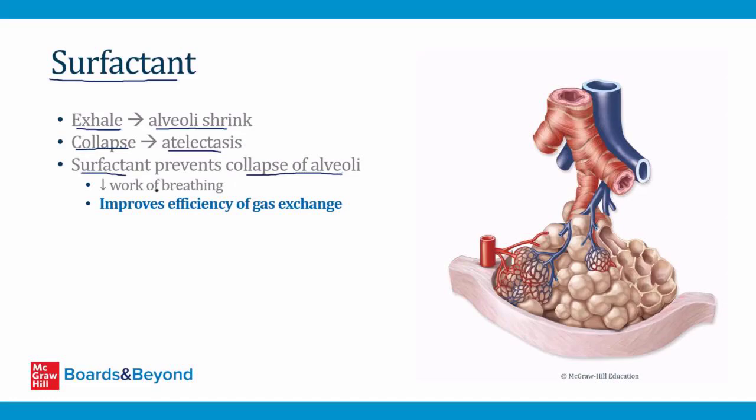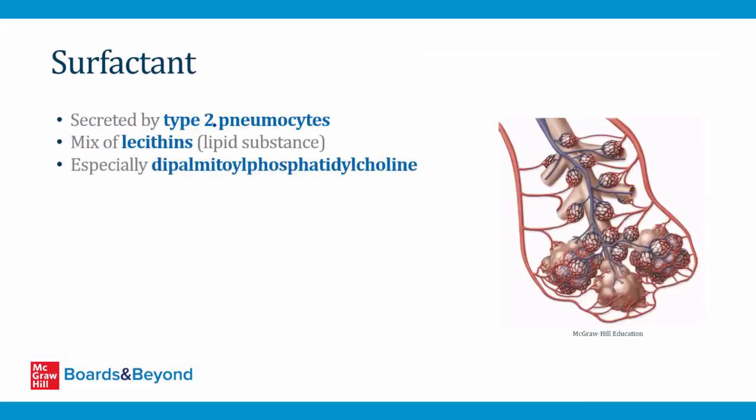So this has a couple of advantages. First of all, it decreases the work of breathing, so we don't have to reinflate those collapsed alveoli. But then more importantly, by keeping the alveoli open, there's more surface area for gas exchange, so surfactant improves the efficiency of gas exchange. So surfactant is secreted by type 2 pneumocytes.